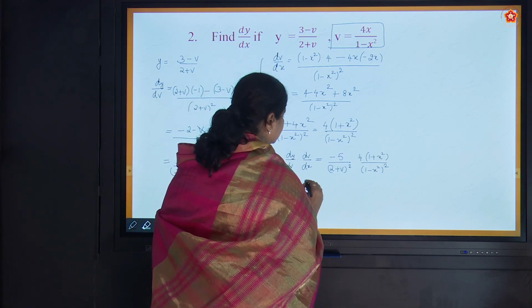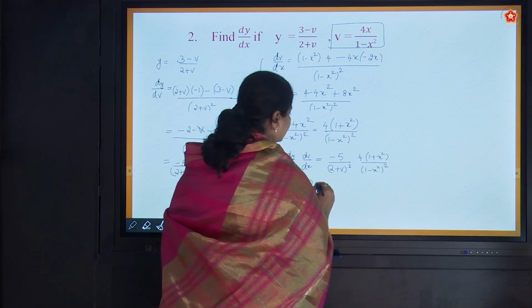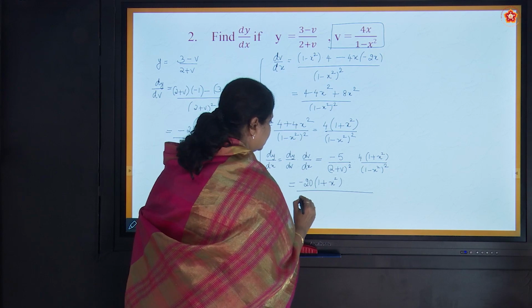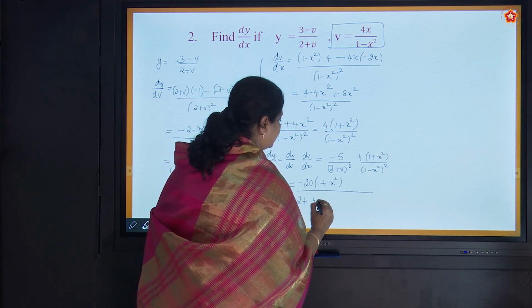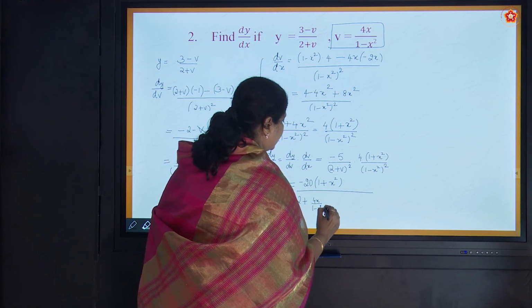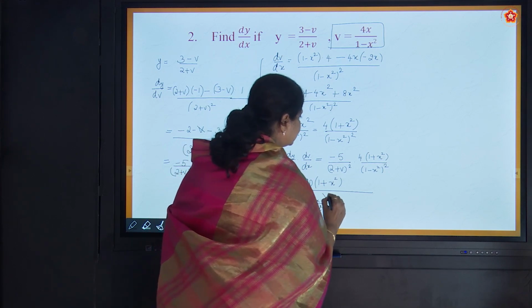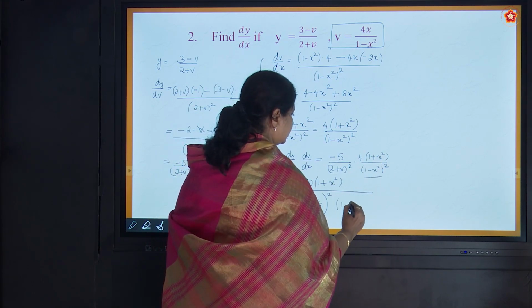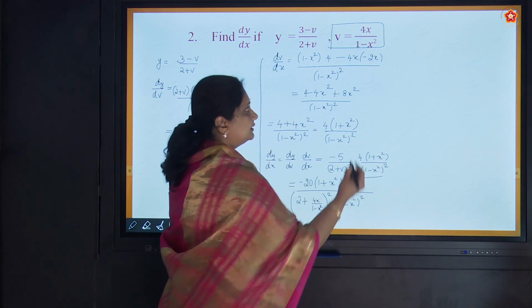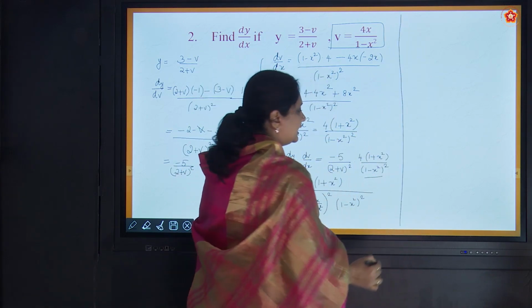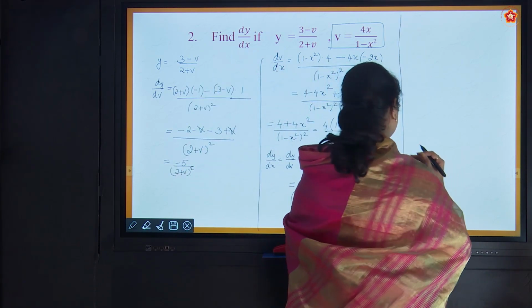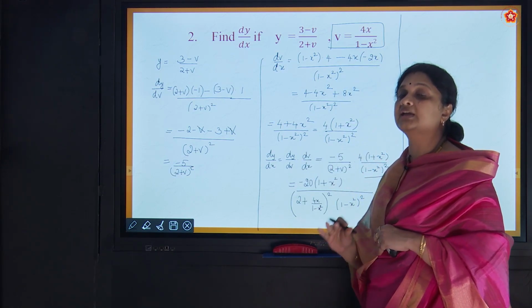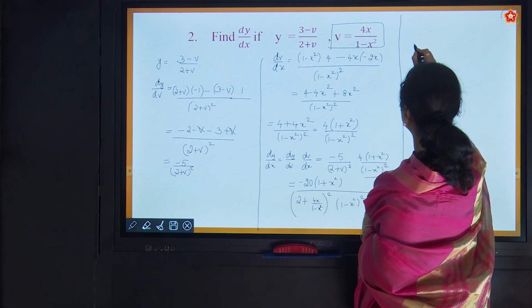Now minus 5 into 4 is minus 20. 1 plus x square divided by (2 plus v) the whole square. 2 plus v is nothing but 2 plus 4x by (1 minus x square). Now this one goes onto the new denominator. Right? Let's see how to simplify this. As I've always told you, differentiation is important and expressing the answer in the right way is also important for you to get marks.